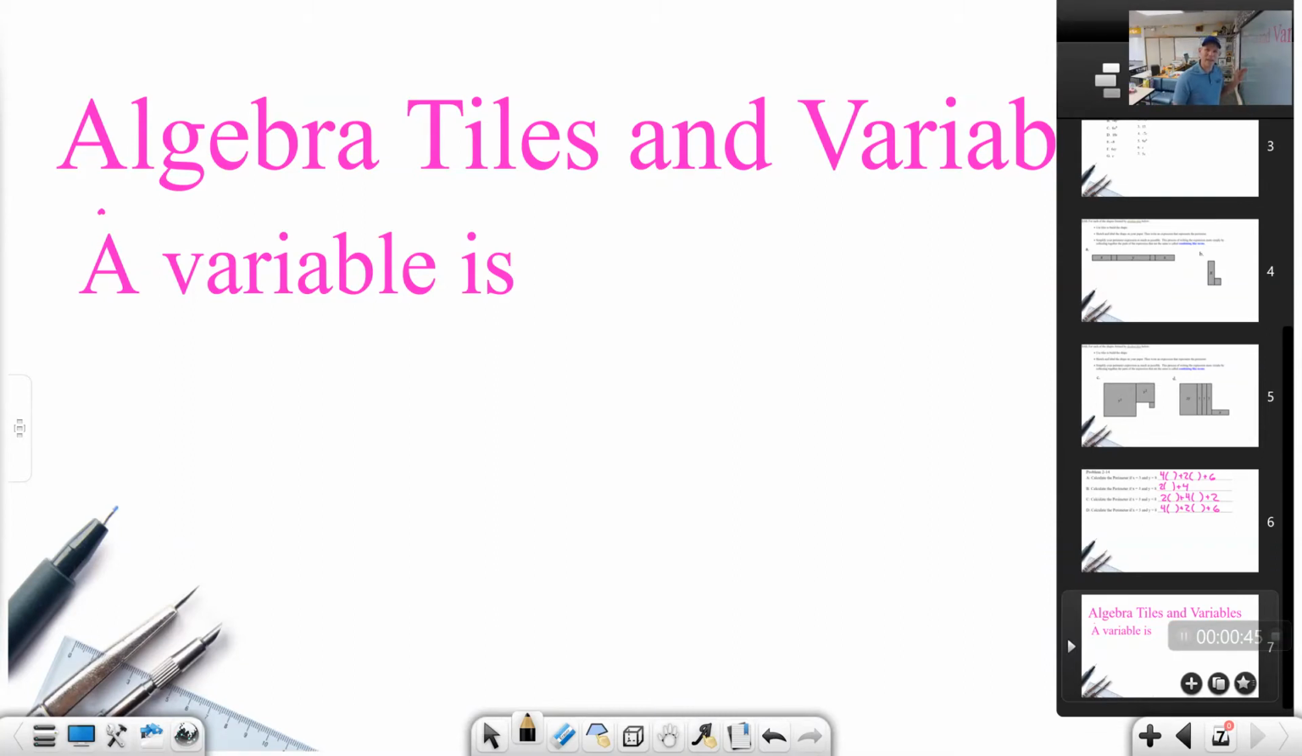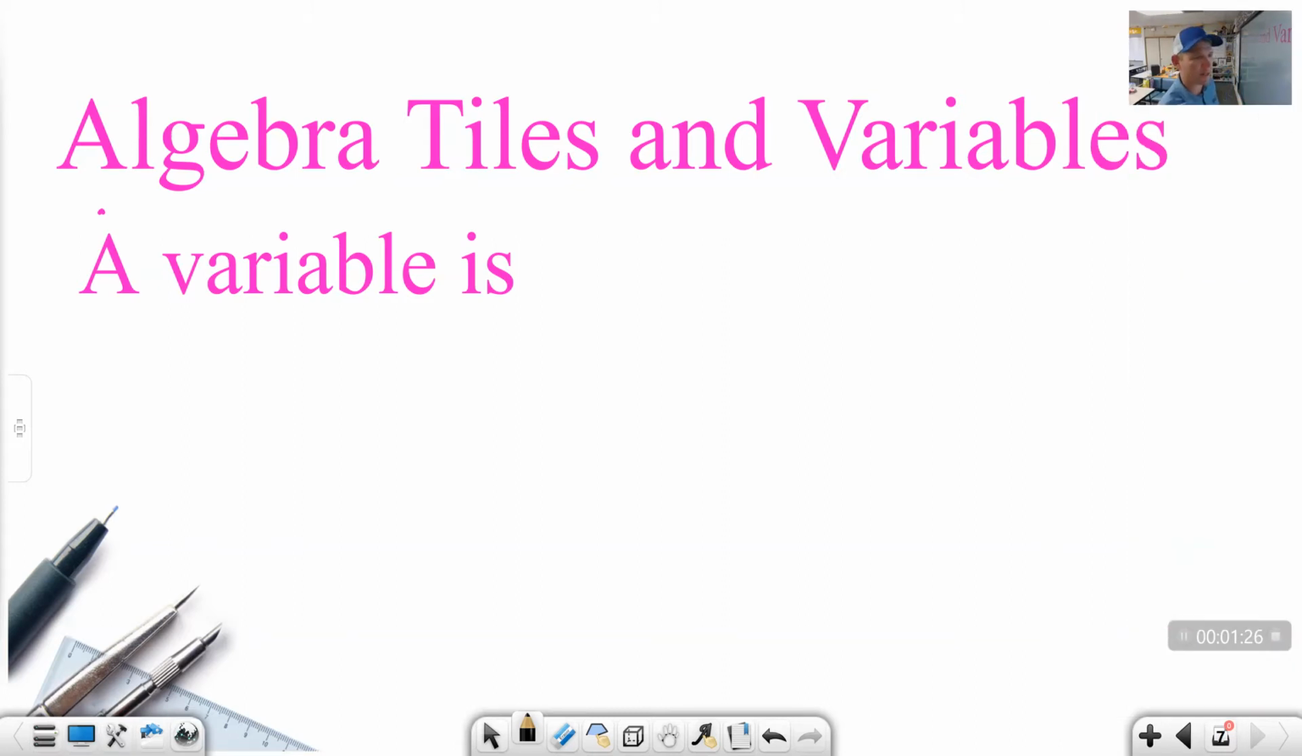A variable is when we use a letter, right? A letter X, a letter Y, sometimes it's a different letter. And we use this letter when we don't know the value of something. We use a variable when the value is unknown. So you write, a variable is when we use a letter or symbol for an unknown number. And these variables come in all different shapes and sizes, right?